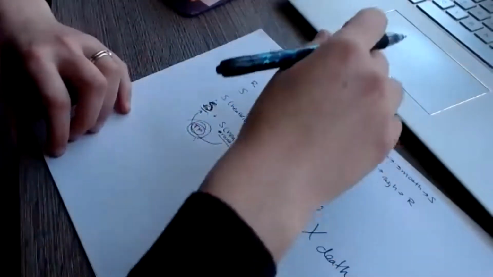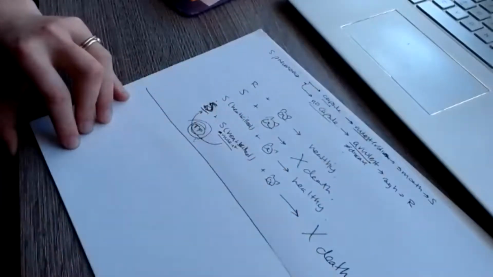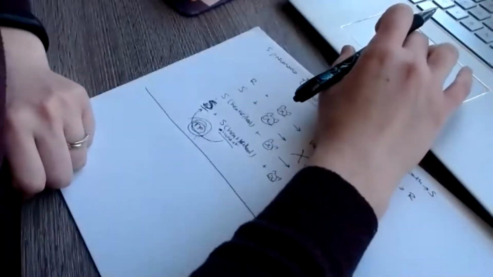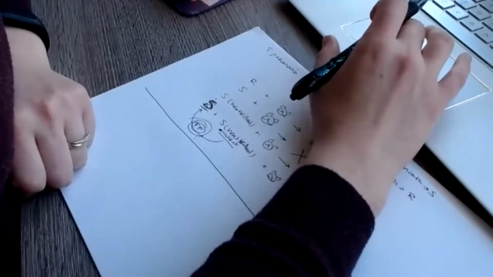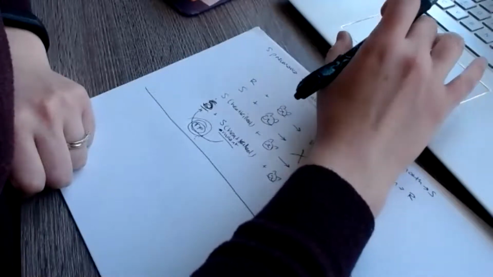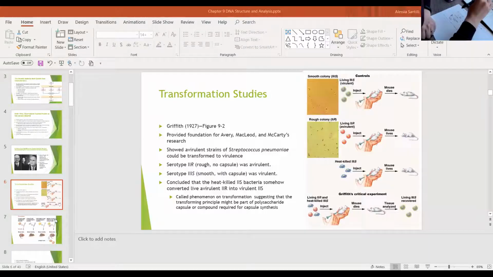So then Avery, McLeod, and McCarthy. I'm going to go back here and share the screen with you guys. So McLeod and McCarthy went ahead and took this experiment a step further.